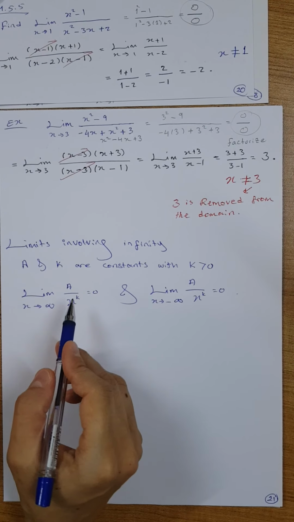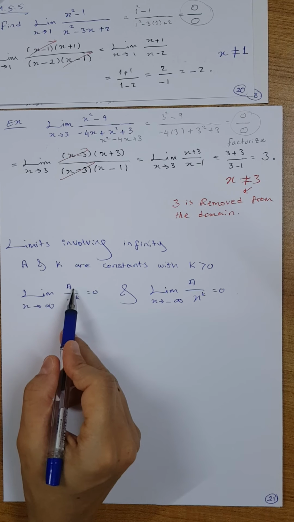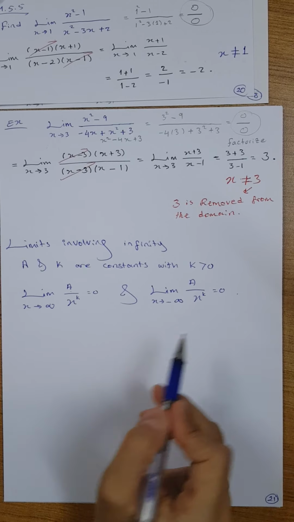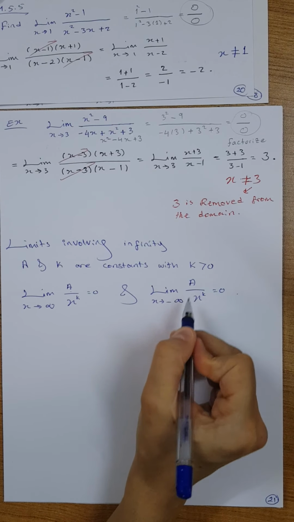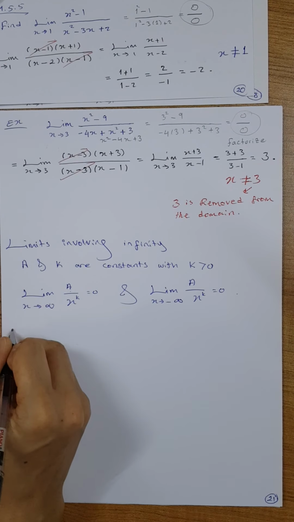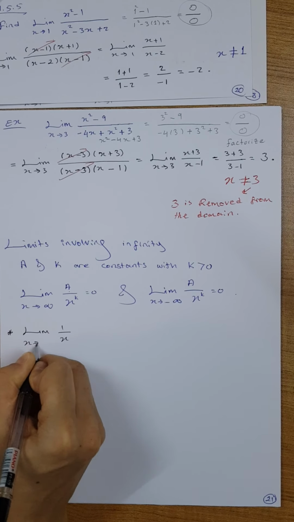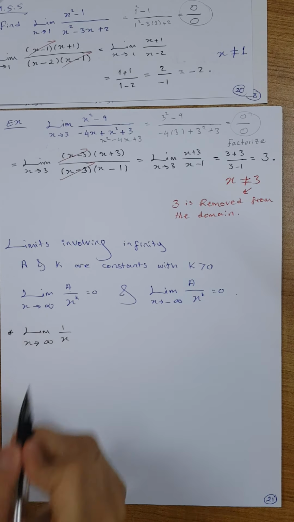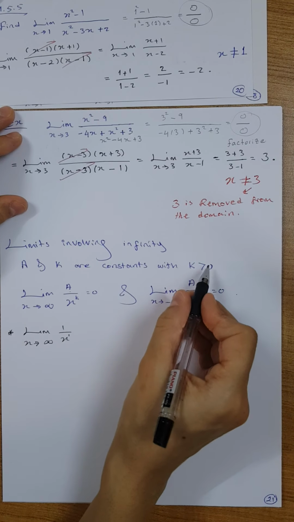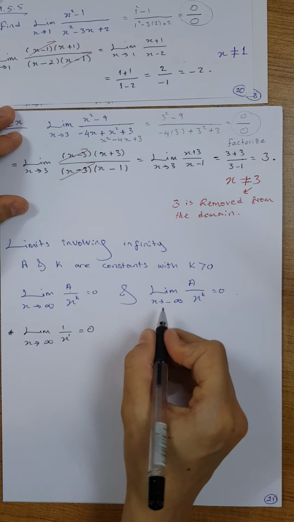Okay, so what do we have? We have got a constant over x to the power of k. That constant doesn't make a difference if it is positive or negative. The same thing is true for this one. For that a, if x is approaching infinity or negative infinity, the result is 0. For example, if I have got the limit of 1 over x as x is approaching infinity, 1 is the a, x to the power of 1 here, x is a positive number and x is approaching infinity. So the result of this one is equal to 0.